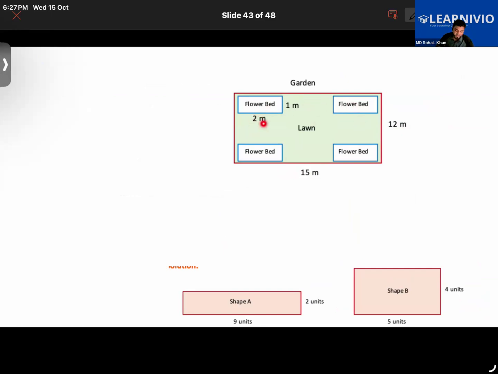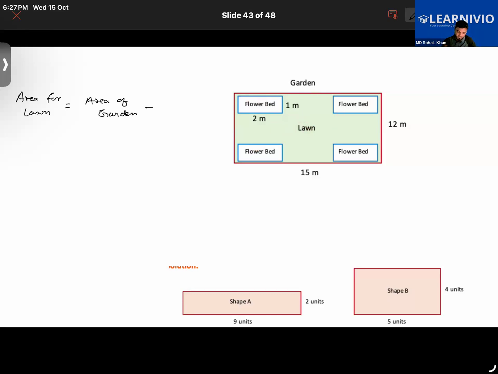And this much area is now left empty for the lawn. So we need to find out how much area is left empty for the lawn. To do that, the area of the lawn will be equal to the area of the garden minus the area of the flower beds. We're going to take out all the area of the flower beds from this. Then that will tell us how much area is left for the lawn.